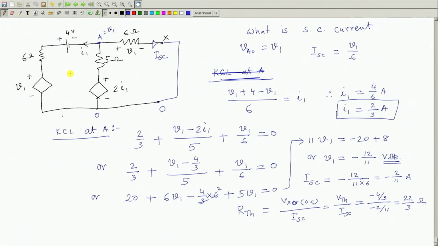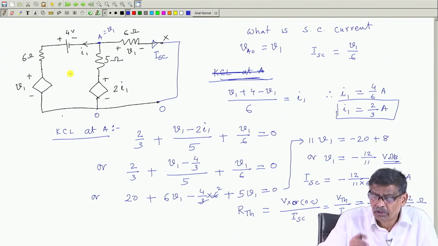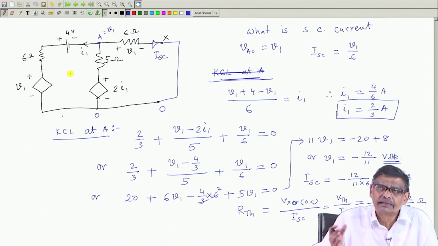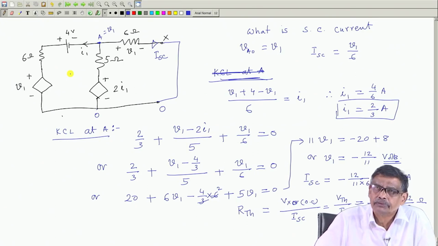Hope you have understood this. Some more problems with the dependent current and voltage source, I will try to upload, and please go through them, and also you solve problems from books, whatever is available with dependent source. Not too complicated circuits, but at least simple circuits you do, it will give you confidence. Hope you have understood the basic idea how to handle networks having both dependent and independent sources.